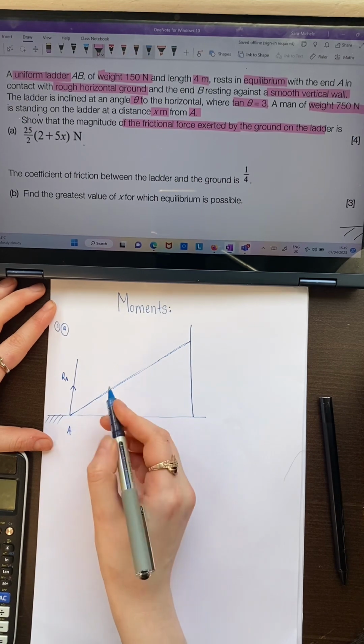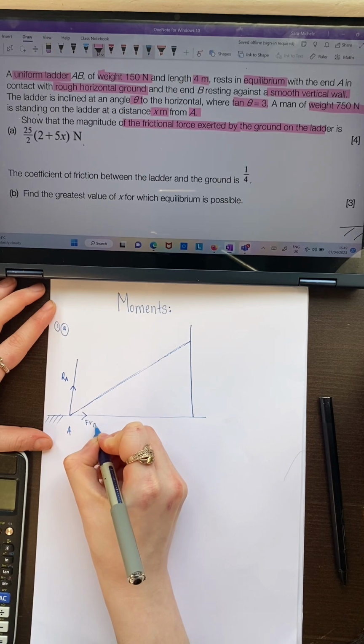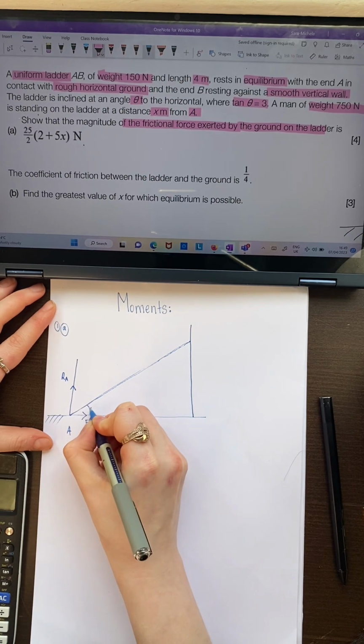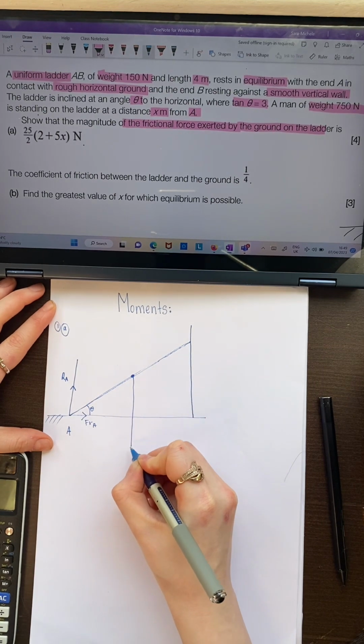You can also figure it out. Friction is always parallel to the contact surface. Think about the rough ground. Think in what direction the ladder will slip. So friction will try to stop that, acting in the opposite direction.